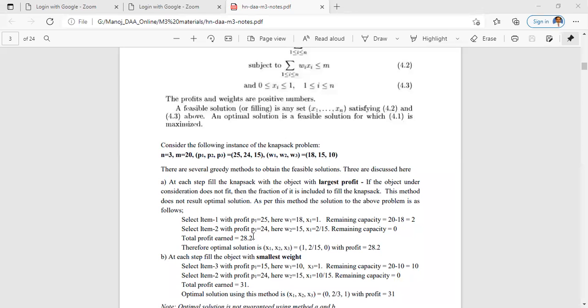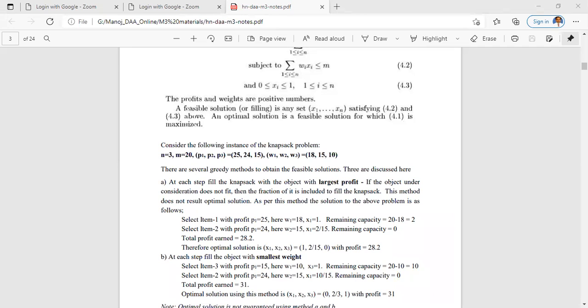Now you come to item number 3. P3 is equal to 15, and the weight is 10. What is x? Nothing can be placed, so x3 is 0. Now you come to the total profit earned. How do we calculate it? It is P1 X1 plus P2 X2 plus P3 X3, which is equal to the profit.